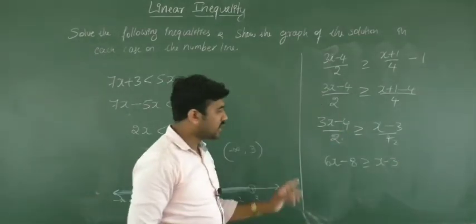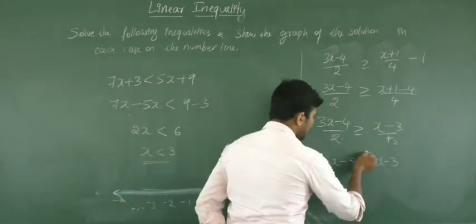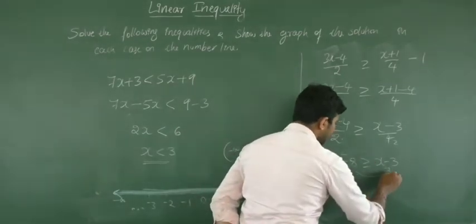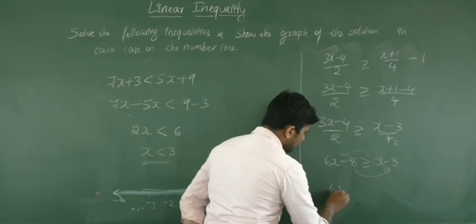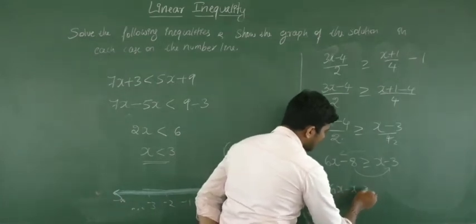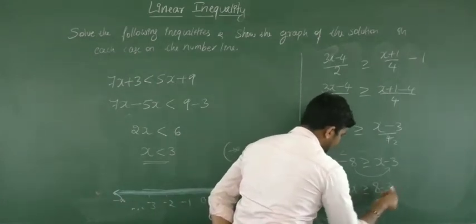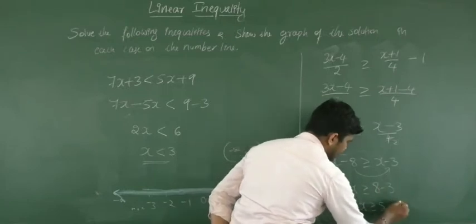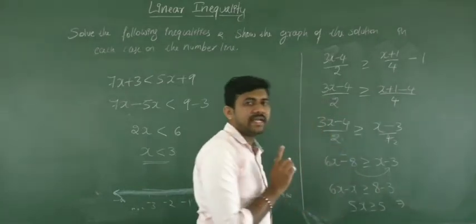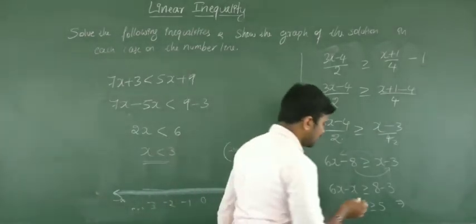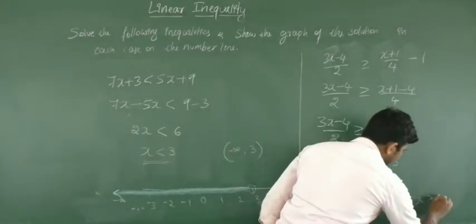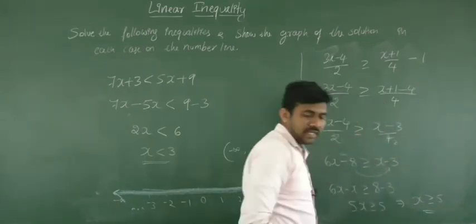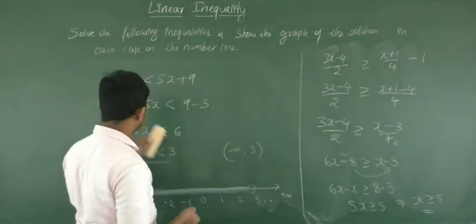Okay, now do the rearrangement. So bring x to this side, minus 8 to that side. 6x minus x is greater than or equal to 8 minus 3, or 5x is greater than or equal to 5. So by dividing by 5 on both sides, we get x is greater than or equal to 5.